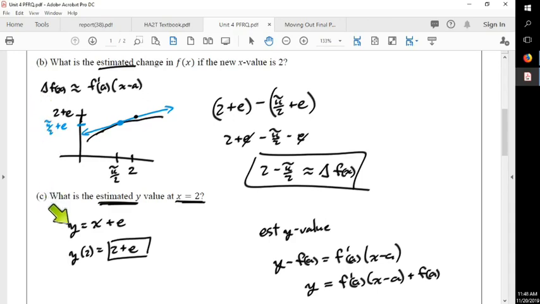But we found the tangent line earlier, so all this is already done, and this is what we got: y equals x plus e. So all we had to do is plug the 2 into this, and we got our answer. If you plug the 2 into this, and this, it's the same thing. You'll get the same thing.